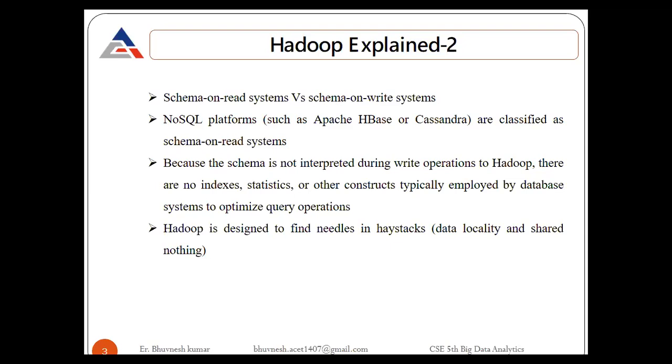Hadoop is designed to find needles in a haystack. What does Hadoop do? Hadoop is designed to find a needle from a haystack.